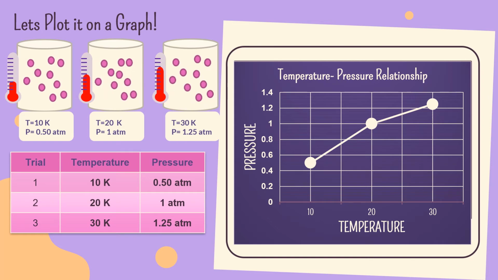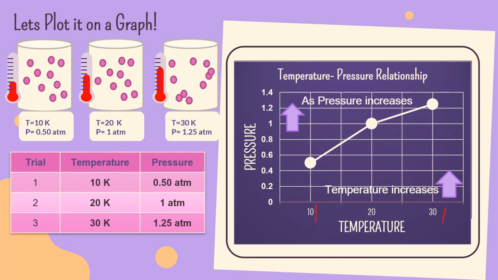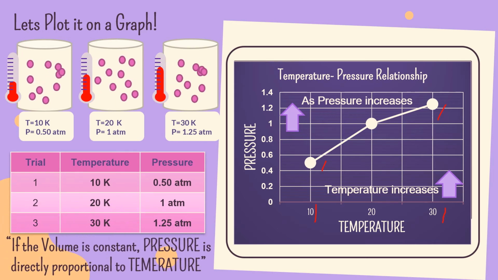As you can see on the graph, the temperature increases from 10 Kelvin to 30 Kelvin. As the temperature increases, the pressure also increases. From 0.50 atm, it changes to 1.25 atm. So the pressure increases. If the volume is constant, the pressure is directly proportional to the temperature of a gas.